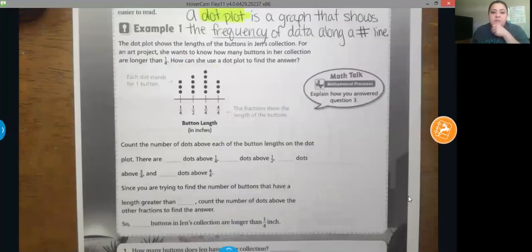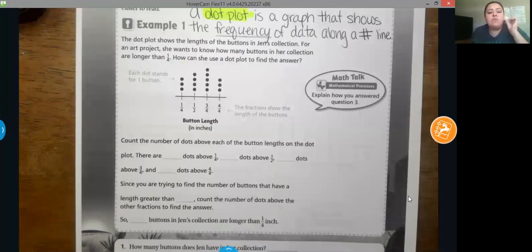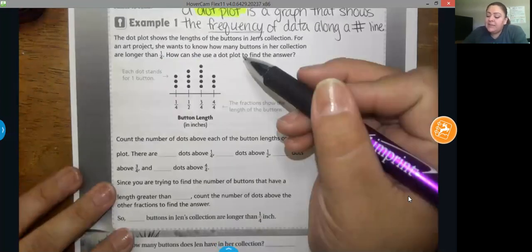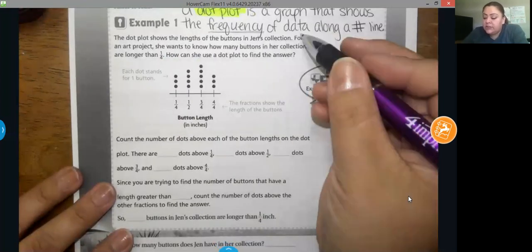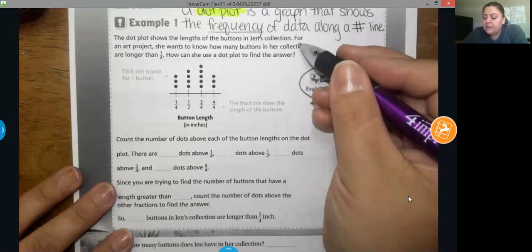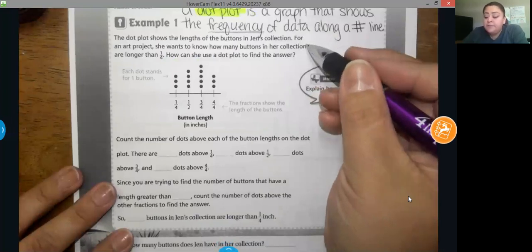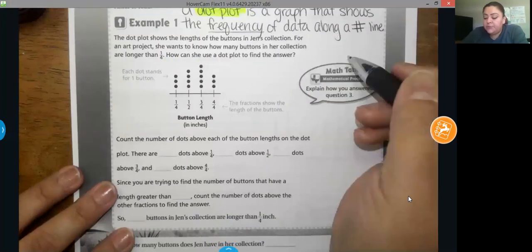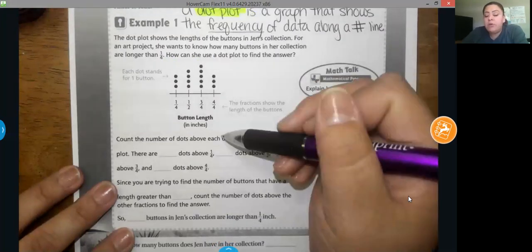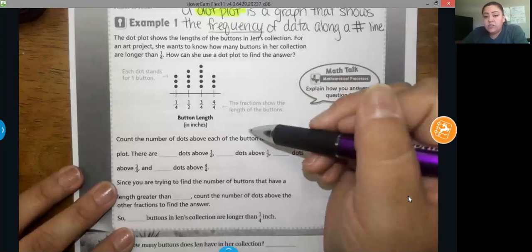We're going to look at the first example, which is going to break it down really simple for us. It says, the dot plot shows the lengths of the buttons in Jen's collection. For an art project, she wants to know how many buttons in her collection are longer than 1/4. How can she use a dot plot to find the answer? They went ahead and drew out the dot plot here, so we're going to break it down so we see what each component means.